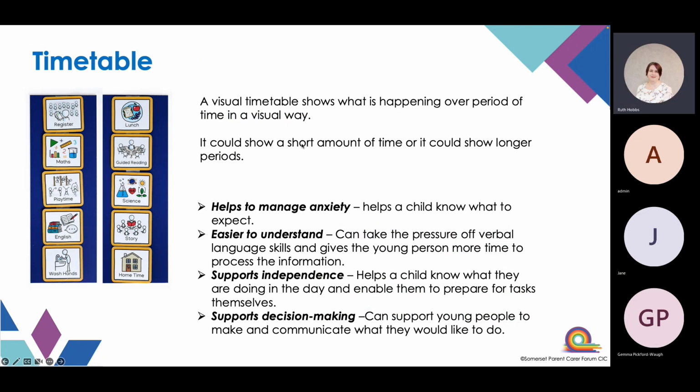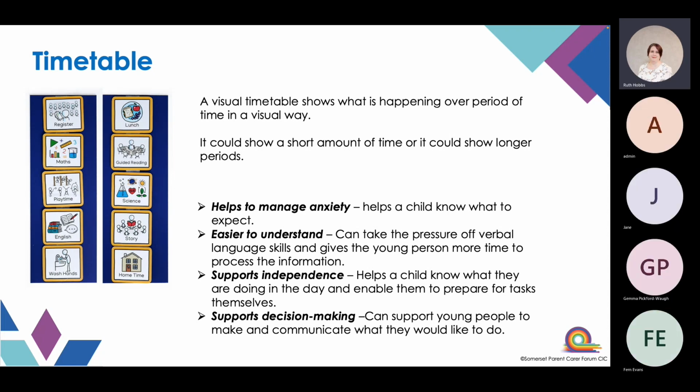Okay, so the next one is a visual timetable. As a young person develops and gets used to using the system, you can go into much more detail and you can set up a timetable. Now, you could be using that timetable for a very small period of time. It could be, for example, that you want to show from the moment they get up to breakfast. It could be from when they get up to going to school, or it could be a whole day timetable.